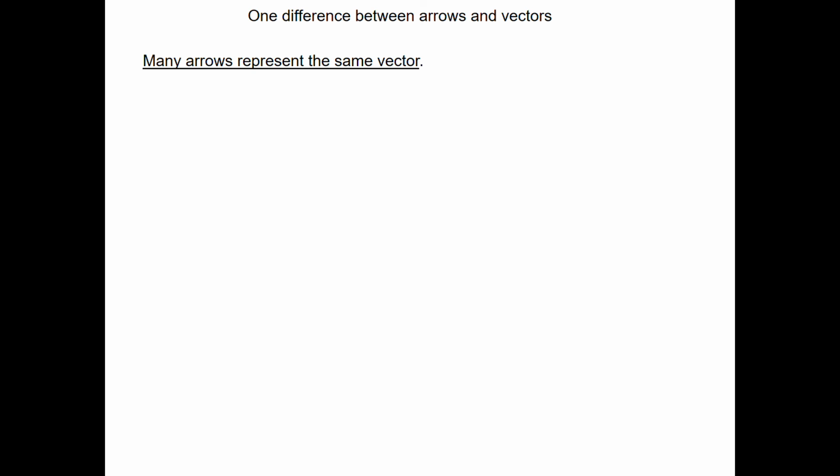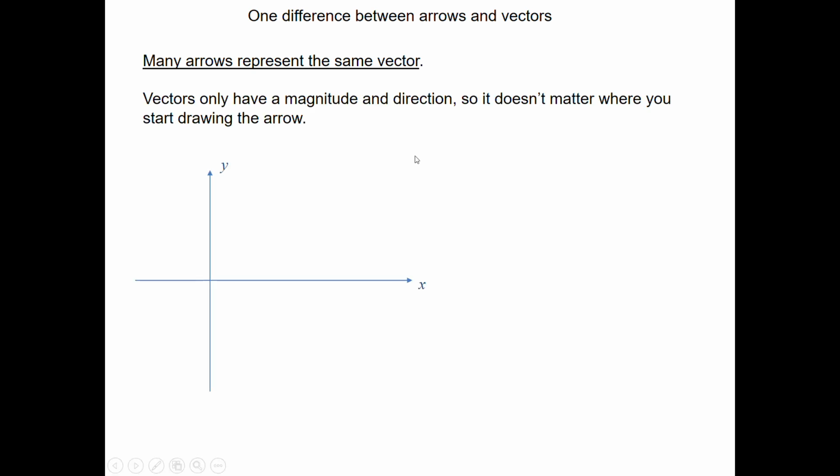When I specify a velocity vector, I might say I'm heading at 30 miles per hour in a direction 30 degrees to the east of north. To specify the velocity vector, I don't have to specify where my car is located. So when we draw an arrow, of course, we have to draw the arrow starting and ending somewhere.